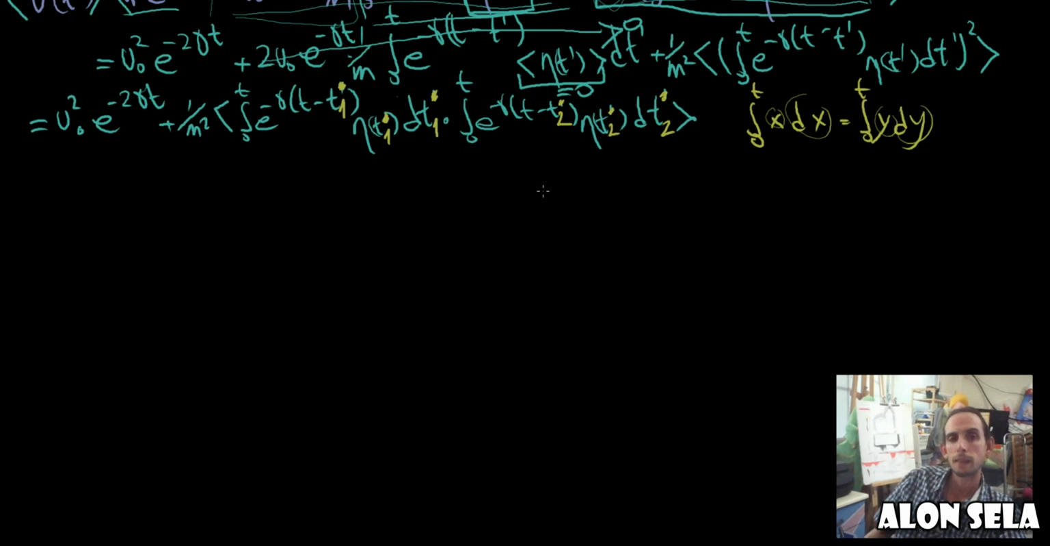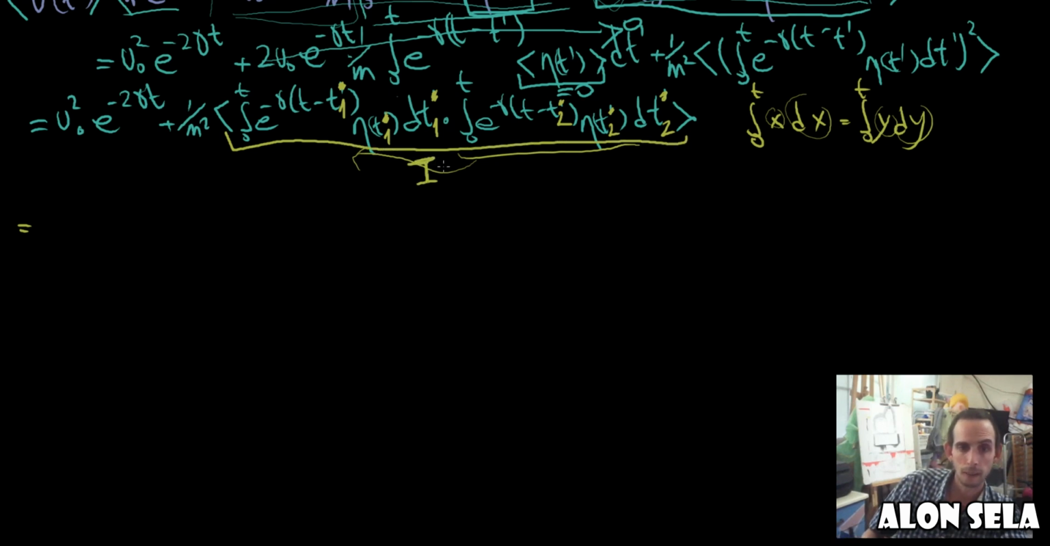The reason we've done this step is because, first of all, mathematically it's okay to do it. And the second thing is that we are now going to pull the second integral inside the first integral. So let's see what we are left with. Let's deal with this thing right here. Let's call this expression I. So basically we are left with V naught squared e to the minus 2 gamma t plus 1 over m squared times I, however you want to call it. So let's find an expression for I.